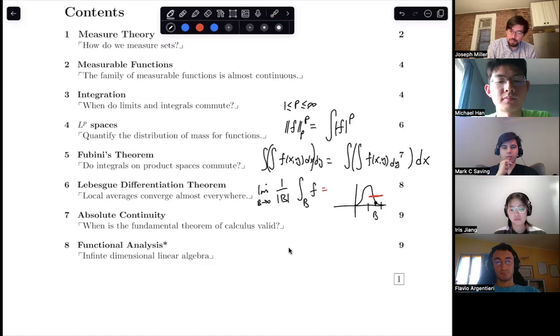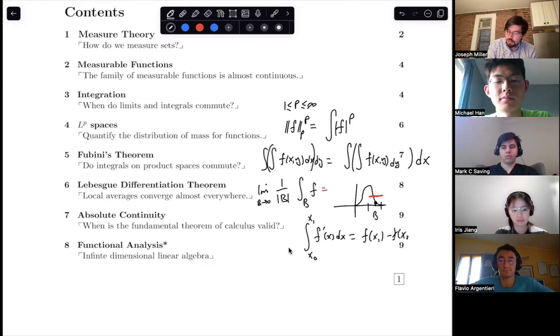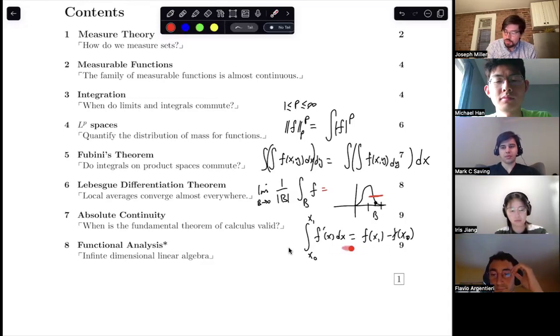So when can I write the integral of f prime of x dx over some interval like x naught, x1? When can I have this equality, f of x1 minus f of x naught? Functions which are absolutely continuous are exactly the ones which satisfy this fundamental theorem of calculus. So they're continuous, they have derivatives almost everywhere, and I can make sense of this.